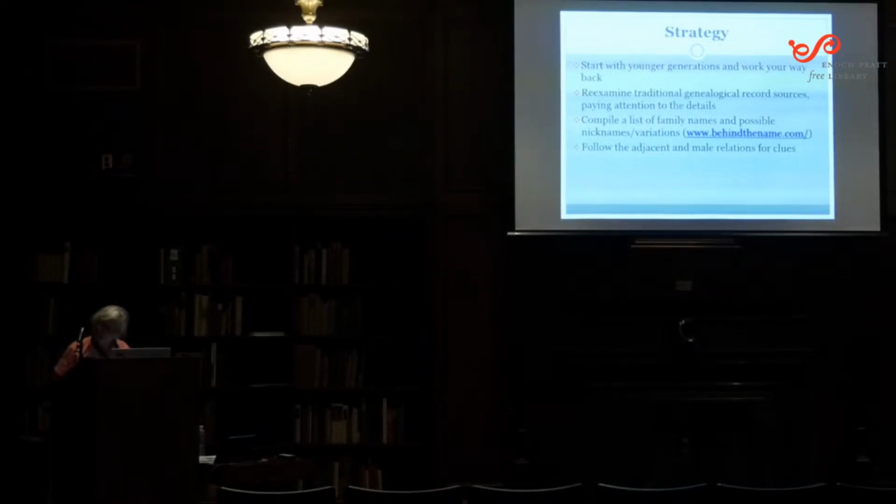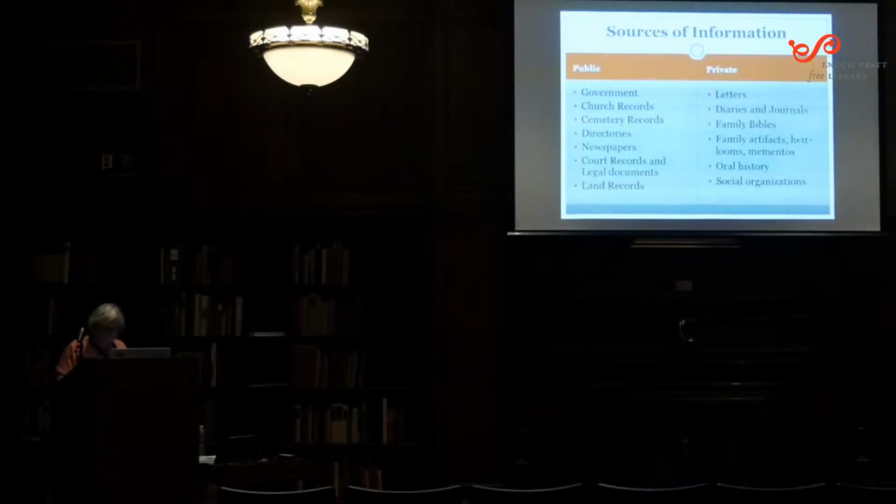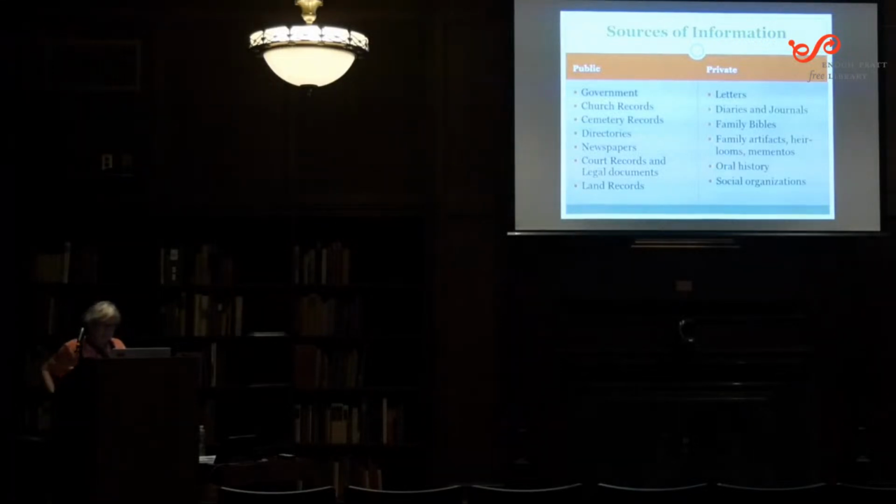So, what can we do about all this? How can we improve our possibilities? We've talked about names. What are other sources of information? Where should we look? There's lots of places. And some of these are familiar to you, I'm sure.